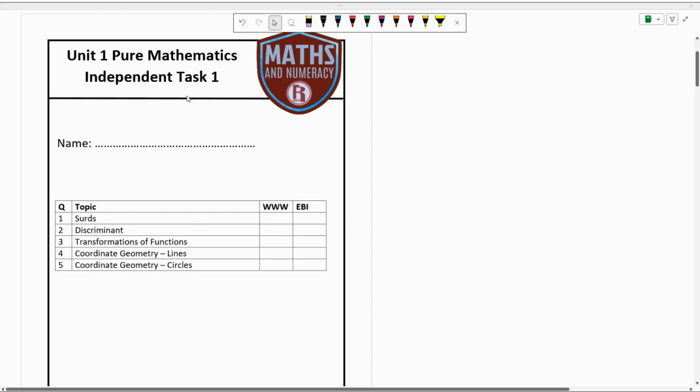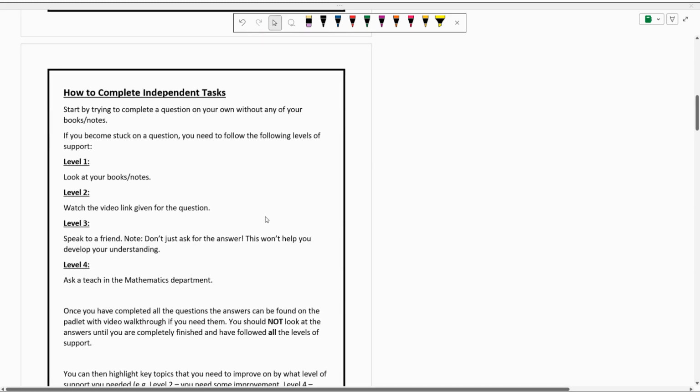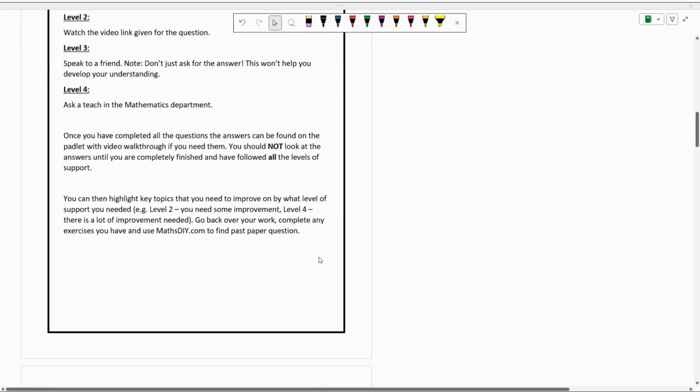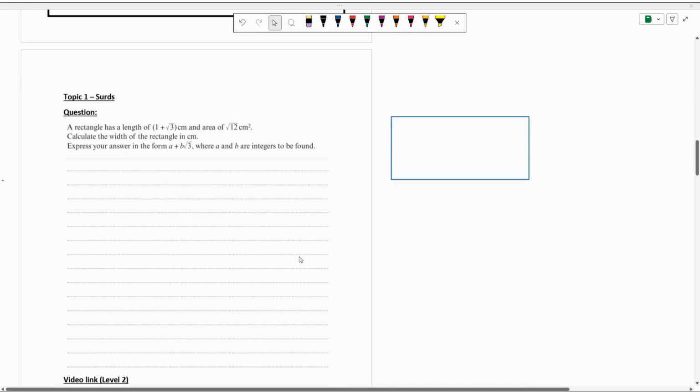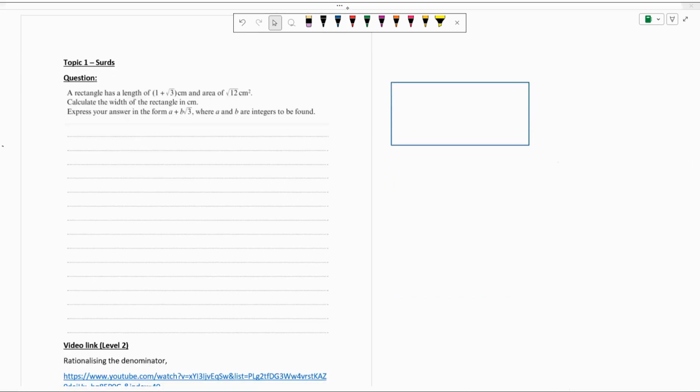So on this first task, you had surds, discriminants, transformation graphs, and then two coordinate geometry questions, one for lines and one for circles. Okay, so we're going to walk through each of the questions now. You should have completed them. You should have followed these steps and decided what level of support you needed. Make sure you make a note of that so you know how much extra work you need to do on those topics. Okay, so first of all, the surds question.